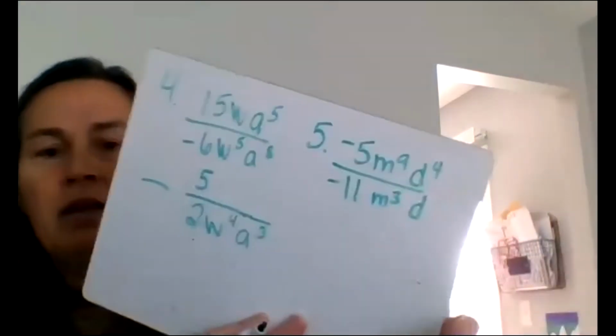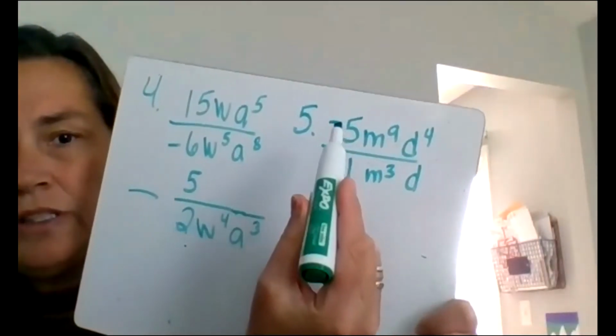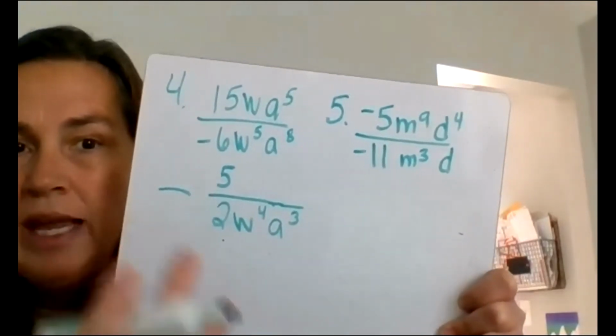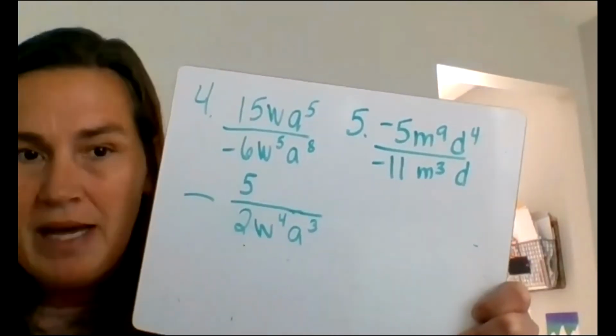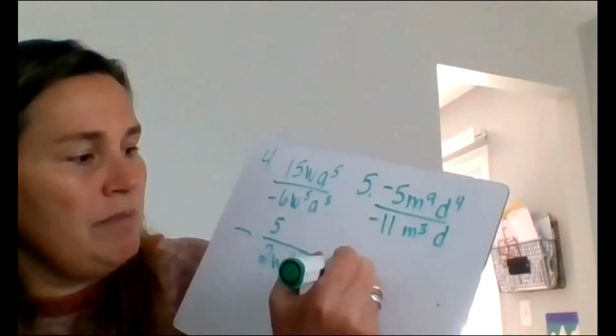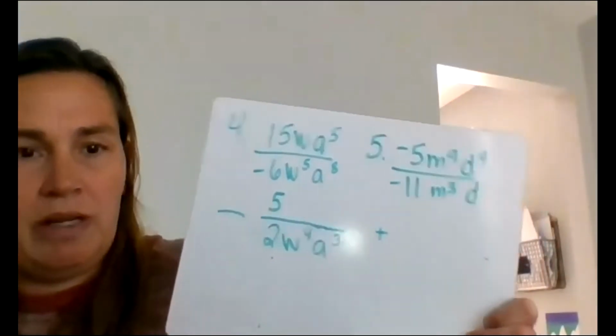So I'm going to do number 5, which is negative 5 m to the 9th d to the 4th divided by negative 11 m to the 3rd d. So the first thing I notice here is I have a negative and a negative, which means that my overall answer is going to be positive. So I don't even need to worry about putting the plus sign, but I know in my head it's a positive. I'm just going to make that plus sign there.